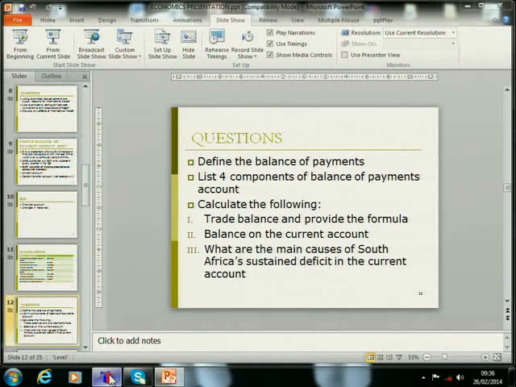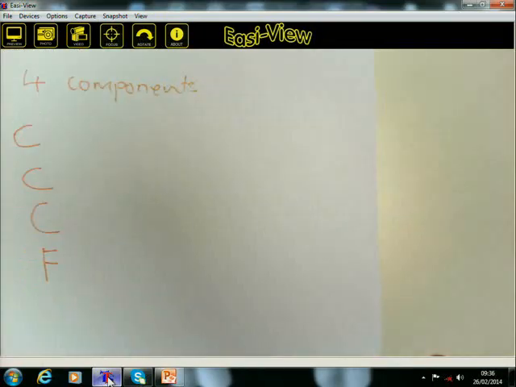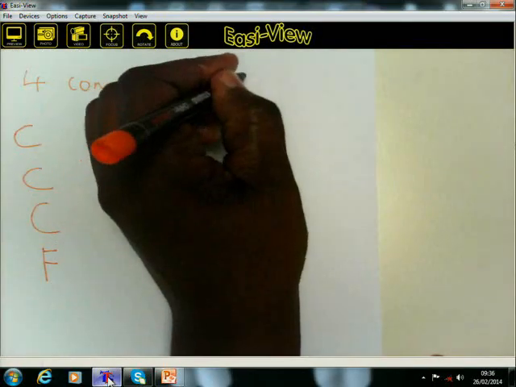You can do triple CF like this. Say you want to recall these accounts. Therefore, what you do, you just write triple CF. These are the 4 components of balance of payment.